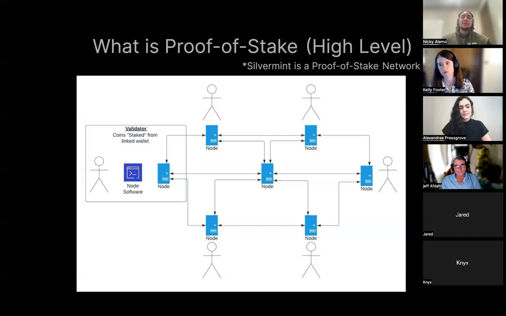But for most proof of stake, this is the general outline: people are all sharing similar infrastructure as this validator here. They're all communicating with each other. As transactions enter the network, depending on their consensus mechanism, whether it's stake weighted, whether it's round robin, whether it's random.